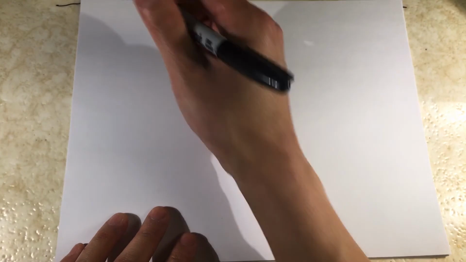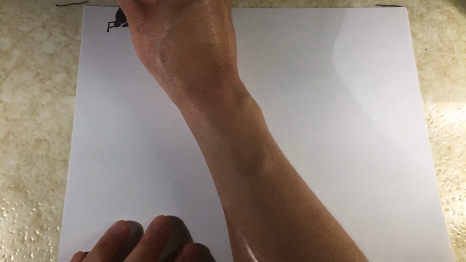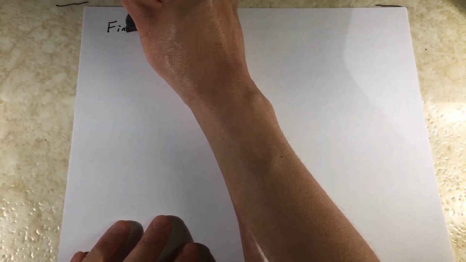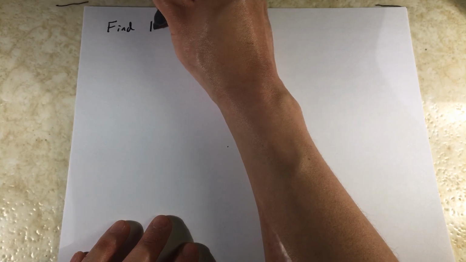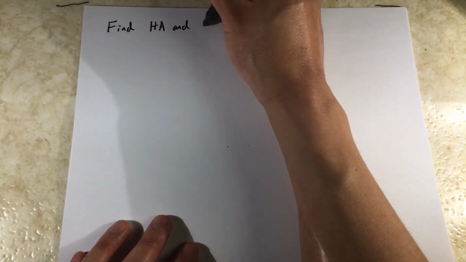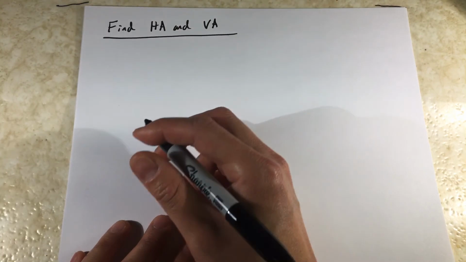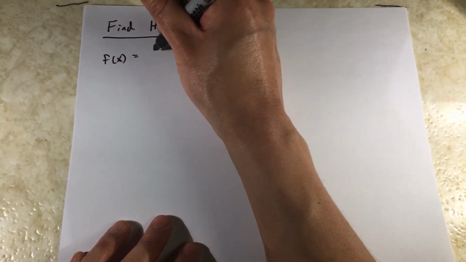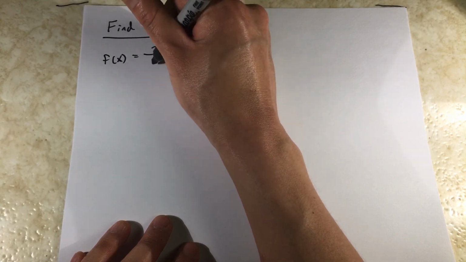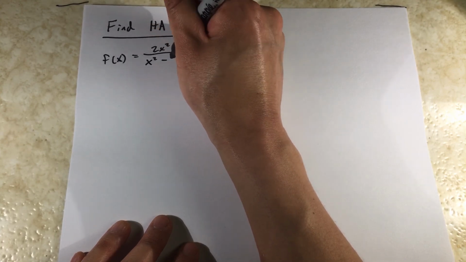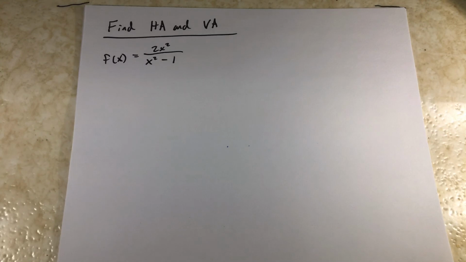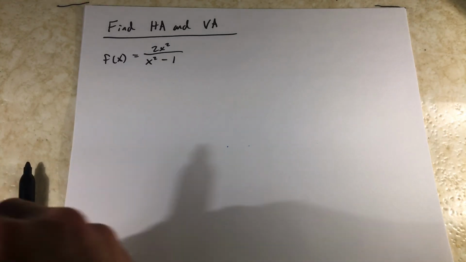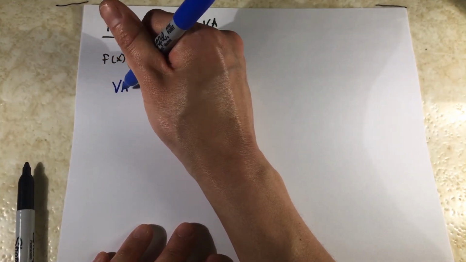I want to give you one where you have to find both, because most of your homework is, I'll give you a function and you have to find both of them. So I want to do at least one where I do both. So f of x is equal to 2x squared over x squared minus 1. Okay, so let's do our vertical asymptote first.